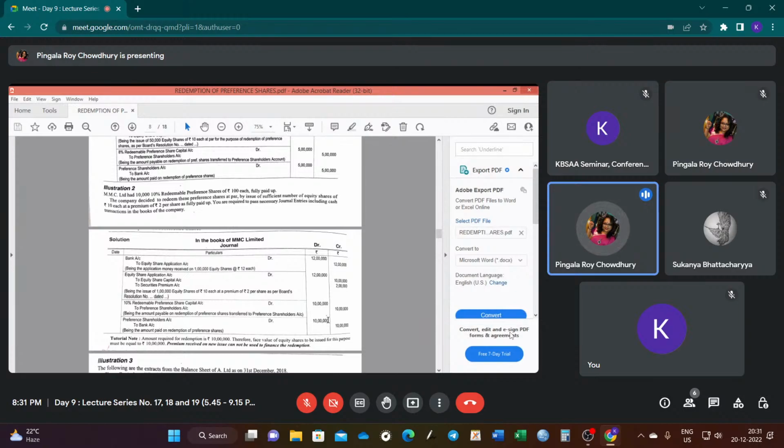Next, coming to redemption entry, that becomes easier. 10% redeemable preference share capital account debit 10 lakh to preference shareholders 10 lakh, and we are paying off the preference shareholders: preference shareholders account debit to bank 10 lakh.